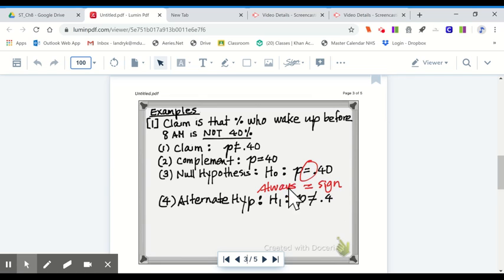So if you look at it from kind of a higher point of view, whatever the claim is and the complement is, it has to be assigned to either the null hypothesis or the alternate hypothesis. And you just have to look at, here's a claim, here's a complement, based on whoever is making the claim. And the null always gets the equal sign part, and then the alternate gets what's left over.